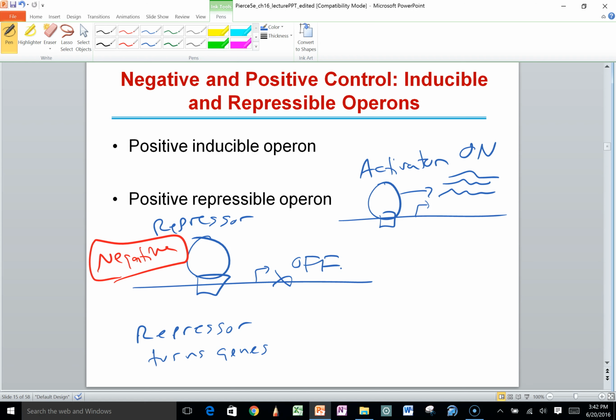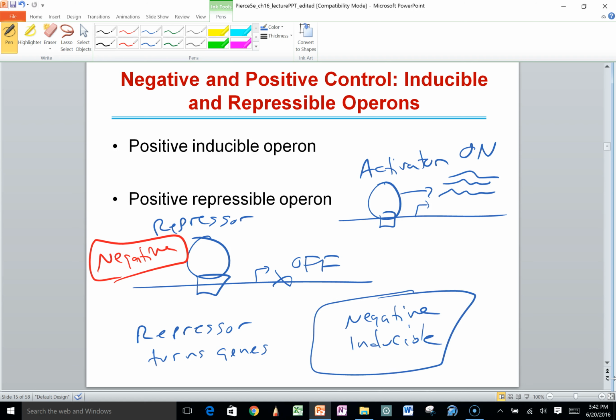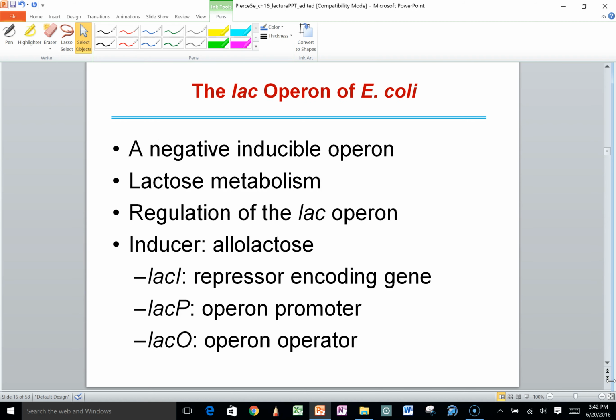So we're going to talk about the lac operon, and the lac operon is going to be negative because it's controlled by a repressor, and it's inducible. Why don't we just focus on that, and if we have time we'll look at some other examples. I probably should have just taken that last slide out, but the lac operon is a negative inducible operon. We'll show what that means in a minute.